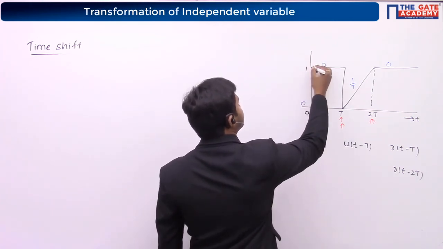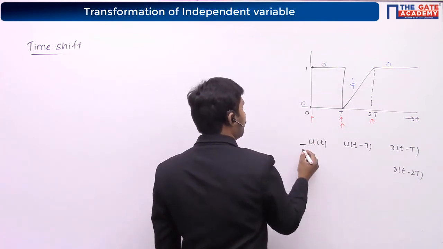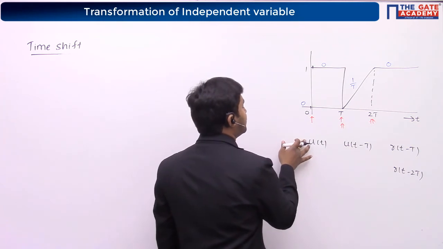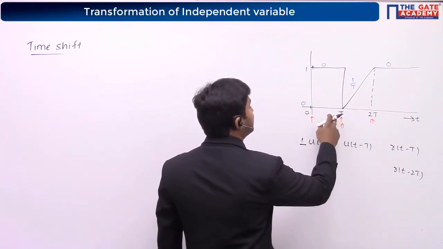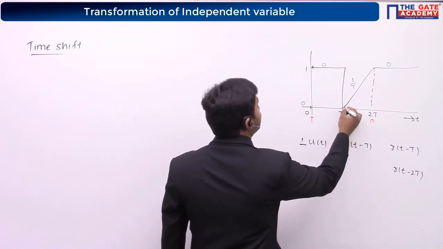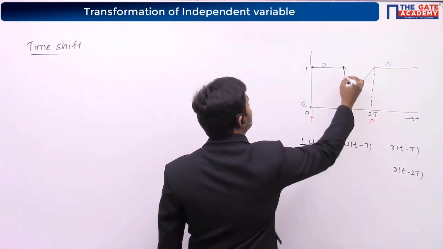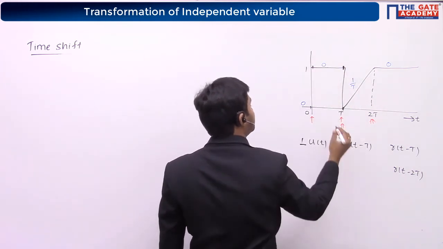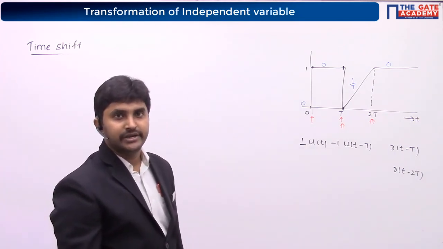amplitude change: final amplitude minus initial amplitude. Final amplitude is 1, initial amplitude is 0. Final minus initial is 1. At t is equal to capital T, final amplitude is 0, initial amplitude is 1. 0 minus 1, it is minus 1.